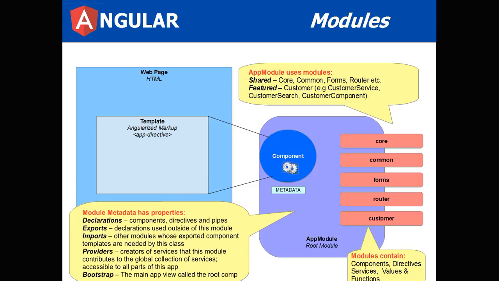Let's keep it simple. Bootstrap, the main app view called root component. So my app module will bootstrap a root component. In this case, in this example, in this picture, I have one component. I need to bootstrap it for the application.